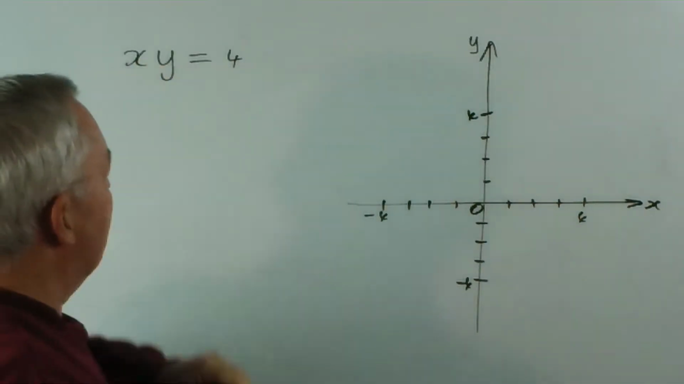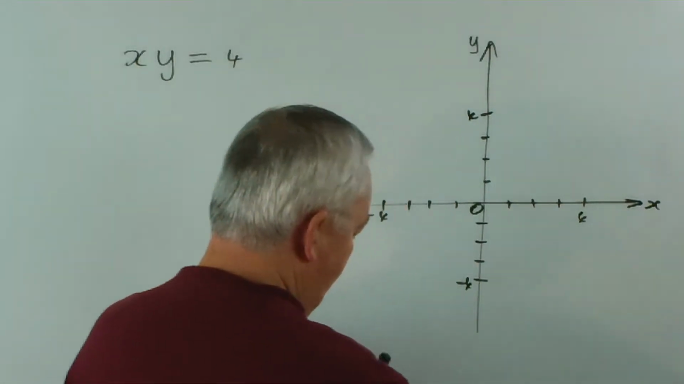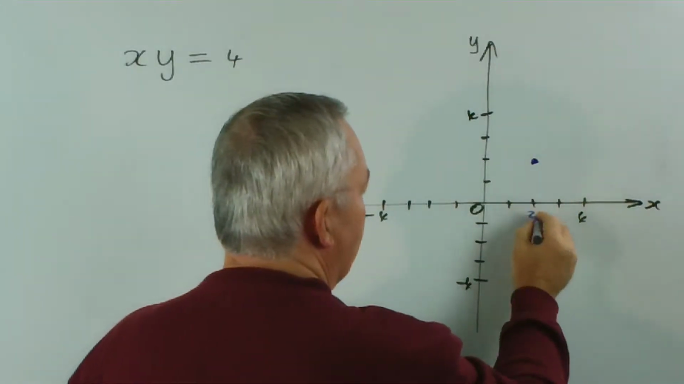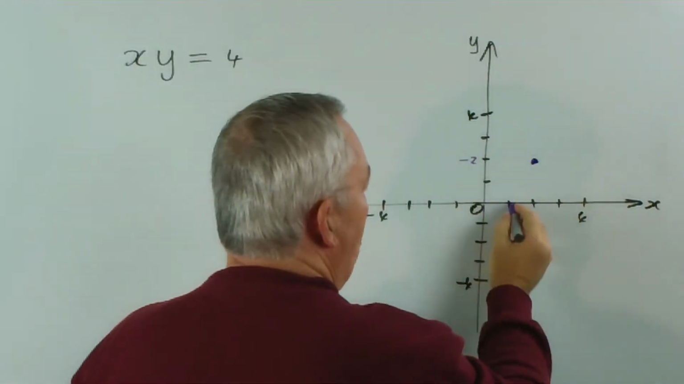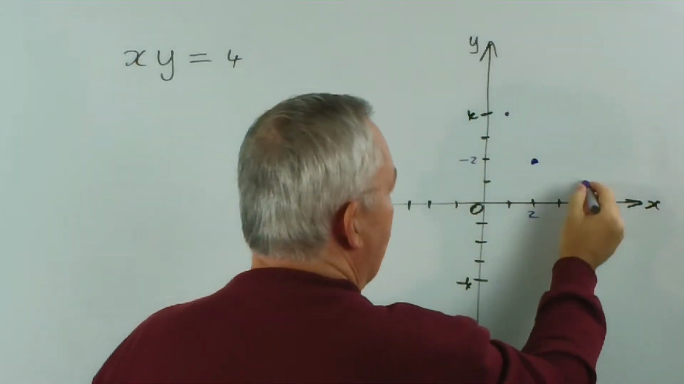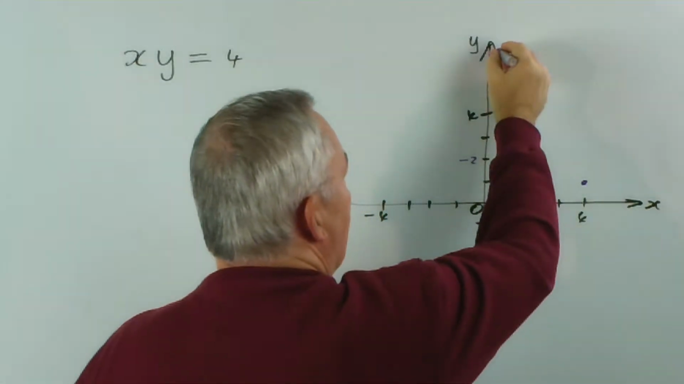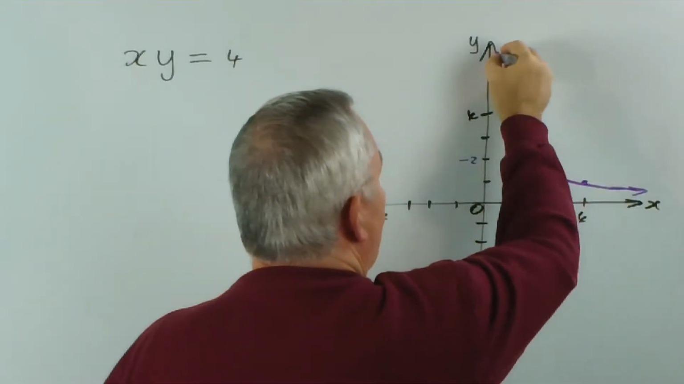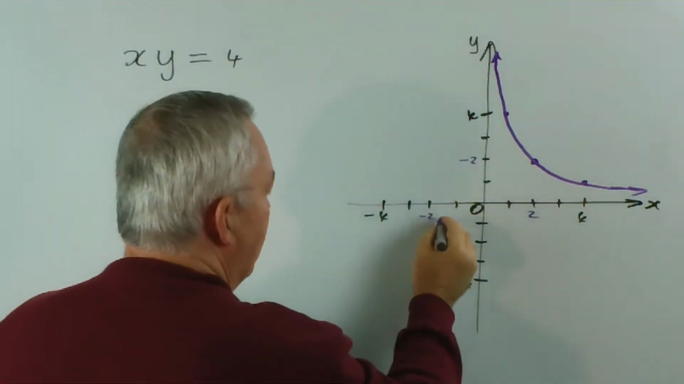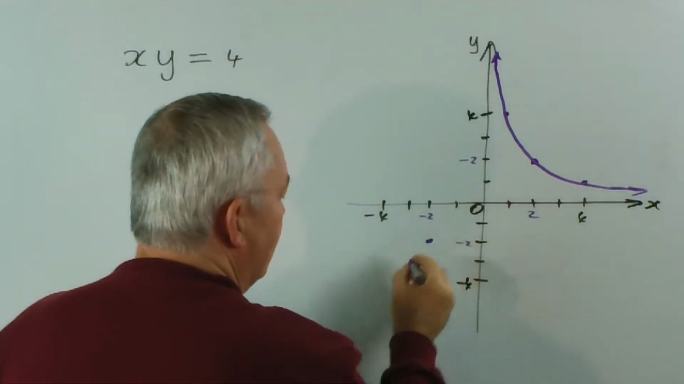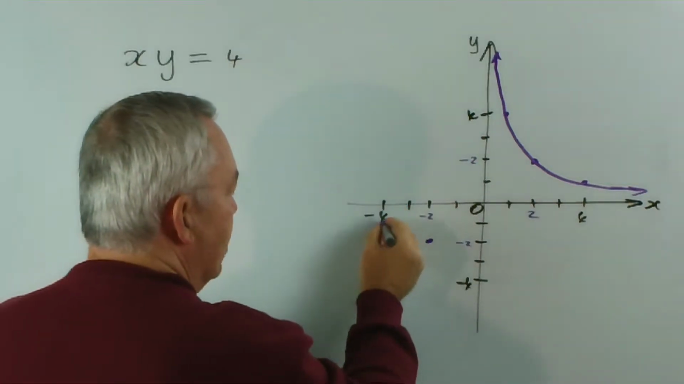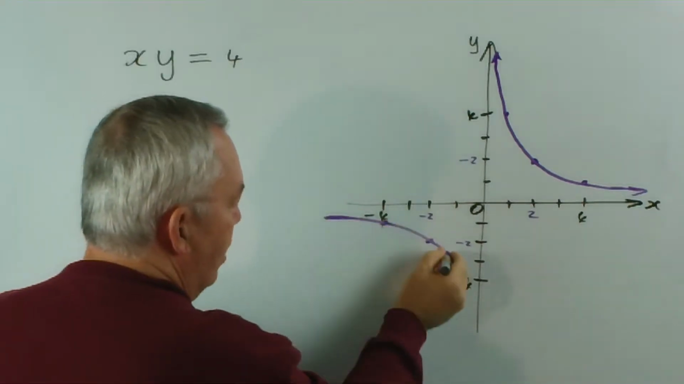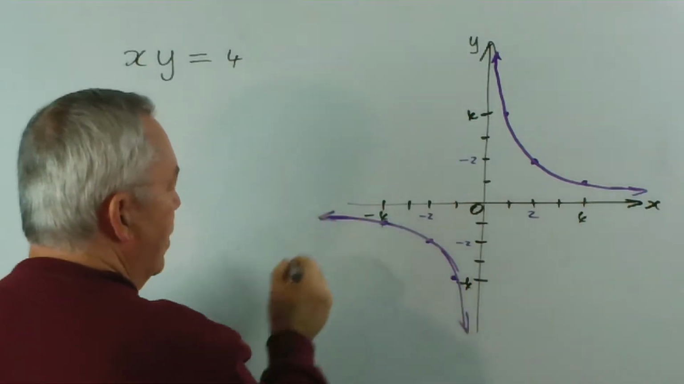Here we have a product of numbers making 4. So we have 2 times 2 makes 4. I should write the numbers in. 1 times 4 makes 4, and 4 times 1. So this is one part of our curve. And the other part is -2 times -2 makes 4, -4 times -1, and -1 times -4. So we get another part of the curve here. So far so good.